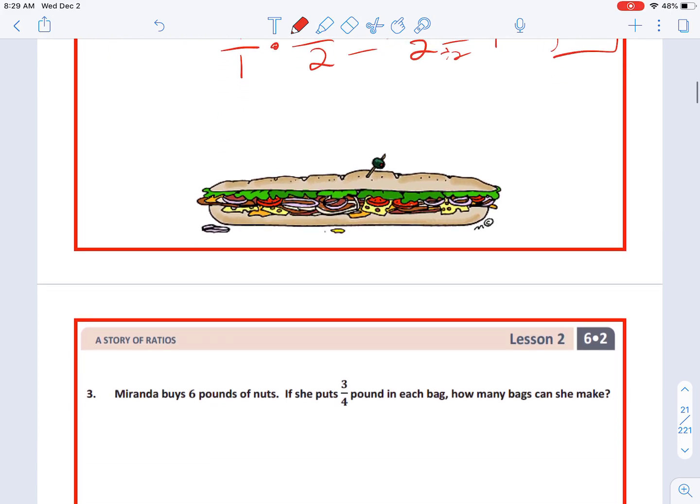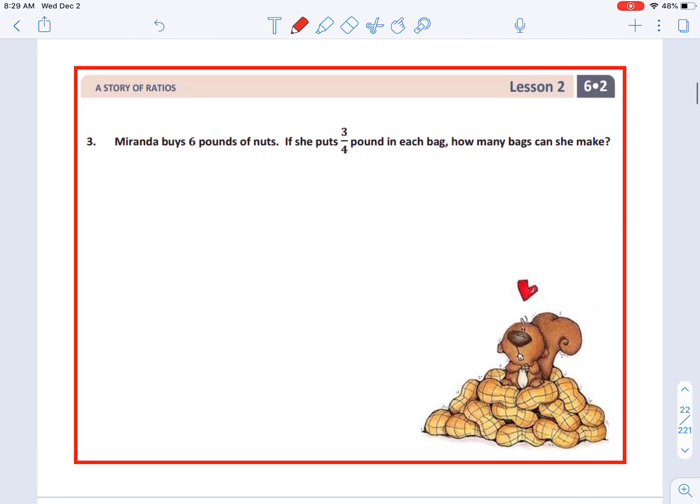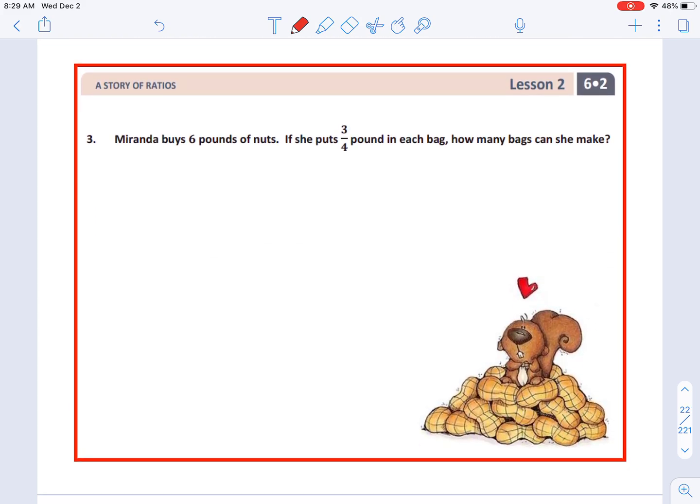All right, let's move on. Number 3. Miranda buys 6 pounds of nuts. If she puts 3/4 pounds in each bag, how many bags can she make? Try this one on your own. Pause the video, okay? And try to figure this one out on your own. When you are done, click play on the video.